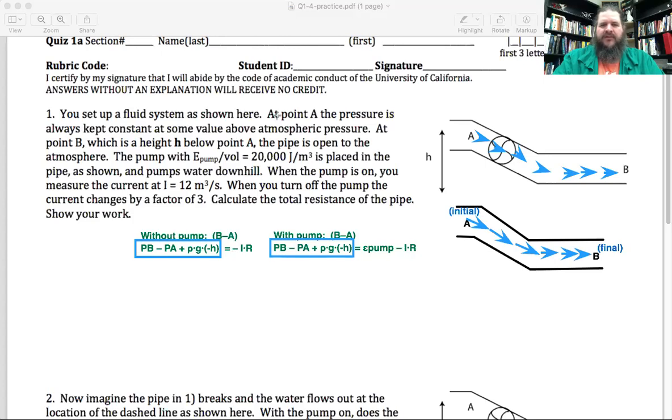Yeah, we can set the other sides equal to each other. Since we know PB minus PA plus rho G times negative H on this equation is exactly the same as PB minus PA plus rho G negative H on this equation. That means the other parts, the negative IR here, can be set equal to the E pump minus IR here. But keep in mind that the currents are different. What do we know about the currents?